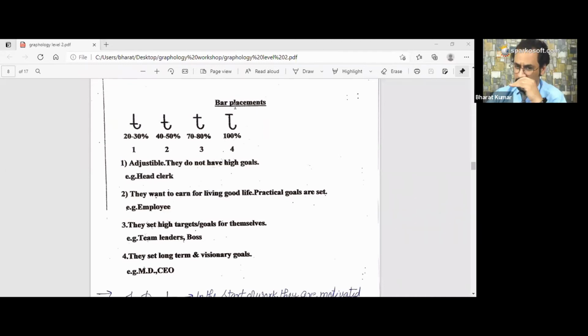Wait for the T's without bar. Now, second type of T, they want to earn for living a good life. They are practical goal setters. They will not set such kind of imaginary goal which cannot be fulfilled. Like they are good employees. Third one T, they set very high targets in their life. They are generally team leaders, bosses. Fourth T, they set a long-term visionary plan or goal. They are not bothered about the present time. They plan for the long duration. So such kind of T is observed in MDs, CEOs or higher authorities of the company.